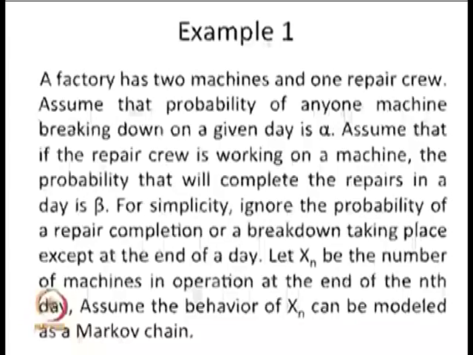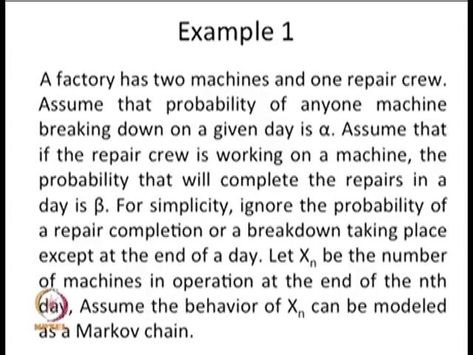For simplicity, ignore the probability of a repair completion or a breakdown taking place except at the end of a day. That means we observe the system at the end of the day, how many working machines are in the system. Let X n be the number of machines in operation at the end of the nth day. Assume that the behavior of X n can be modeled as a Markov chain.